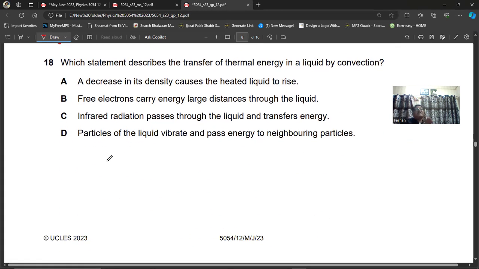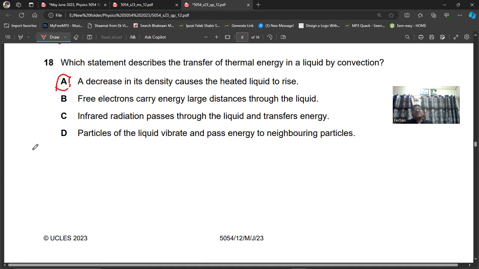Then we have question number 18. It says, which statement describes the transfer of thermal energy in a liquid by convection? You see, convection takes place due to changes in density. Where you are heating the liquid, it becomes less dense, and that less dense liquid rises upward. And the cold liquid, which is more dense, sinks downward. This creates convection currents. So a decrease in its density causes the heated liquid to rise. Yes, A is the choice. Looks to me the best option.